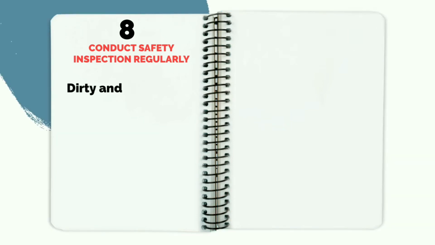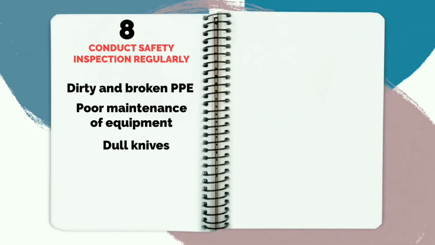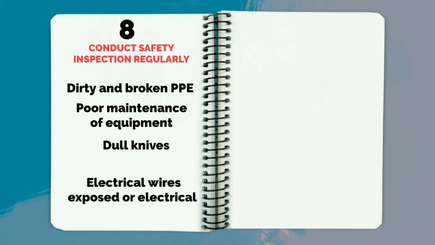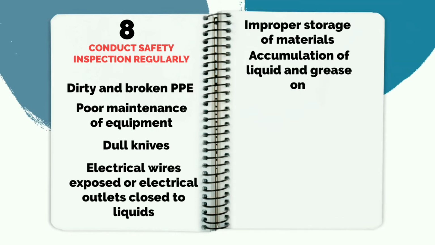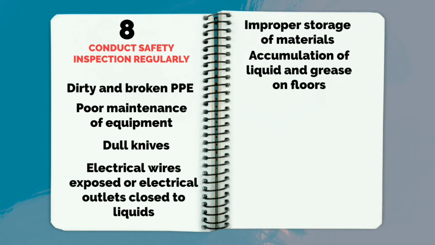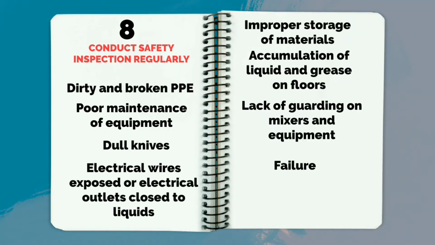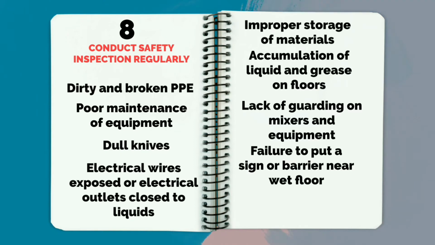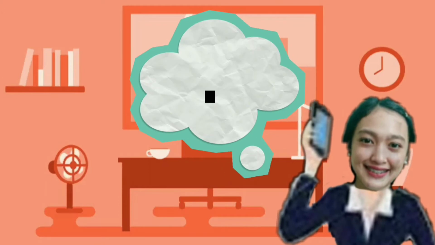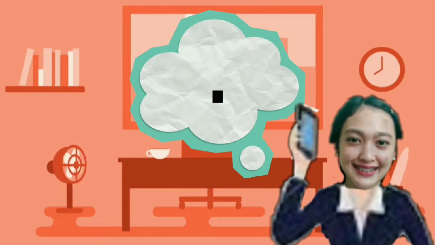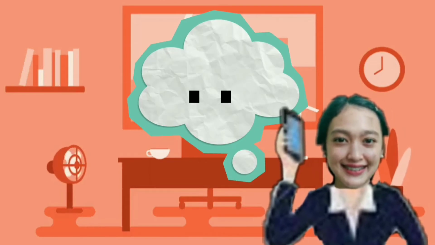on dirty or broken PPE, poor maintenance of equipment, dull knives, exposed electrical wires or electrical outlets close to liquids, improper storage of materials, accumulation of liquid or grease on floors, lack of guarding on mixers and equipment, failure to put a sign or barrier near wet floors, and lack of visibility through swing doors. So now, you know how to eliminate and prevent hazard and risk in the workplace for the hotel industry.